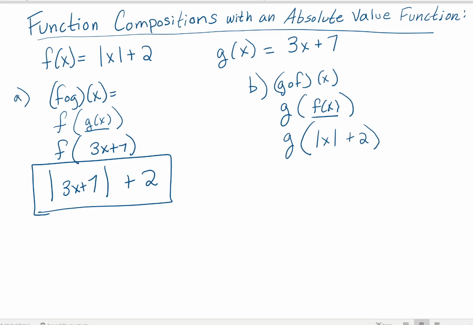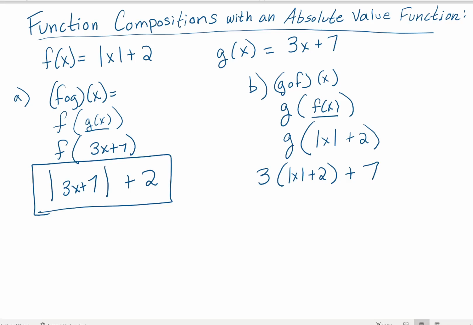Now this tells me to take that absolute value of x plus 2 and plug it into our g of x function. Our g of x is 3x plus 7. Everywhere there's an x, I'm going to put parentheses. So 3x plus 7. Then inside that parentheses, I'm putting that absolute value of x plus 2. Now this is going to work a little differently than the f of g of x because I have something that I can distribute here.